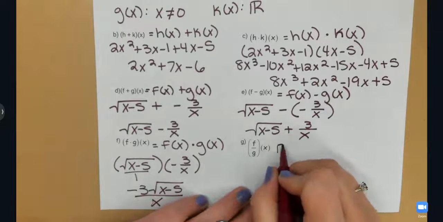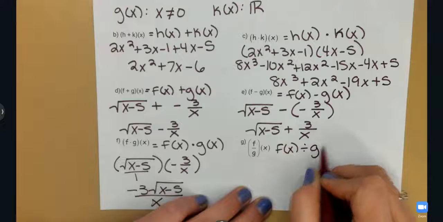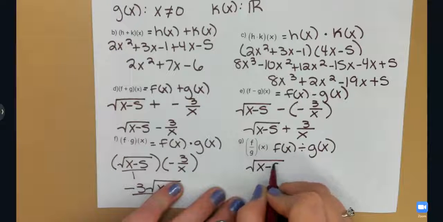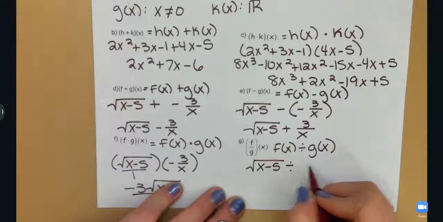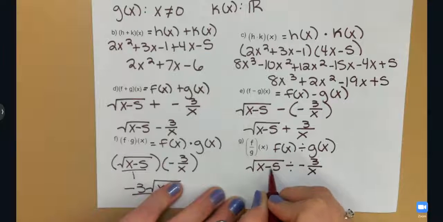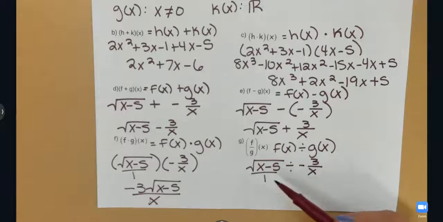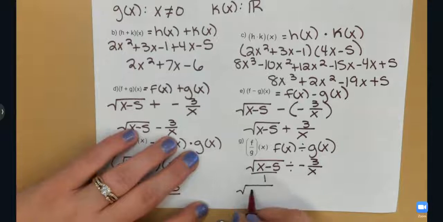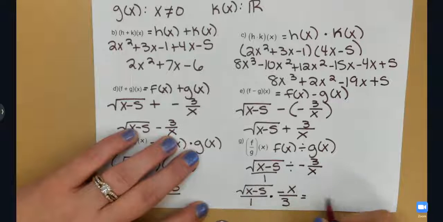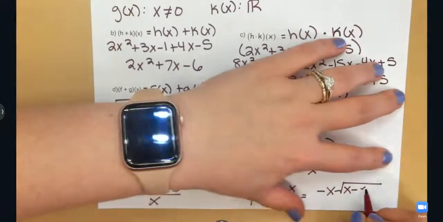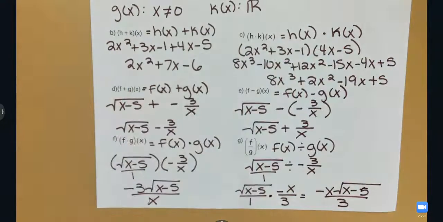All right, lastly, we're doing f of x divided by g of x. That's what that division is. So the square root of x minus 5 divided by negative 3 over x. So again, that imaginary denominator of 1. So this is division of fractions. Keep, change, flip. X minus 5 over 1 times negative x over 3. So it looks similar to our answer from F, but our x and our 3 are swapped. Okay? And that's it for operations.